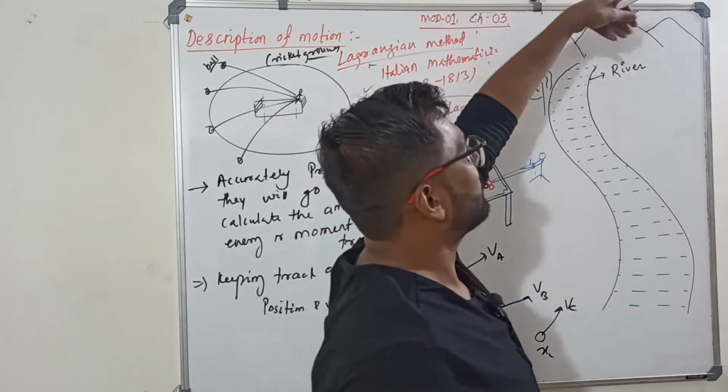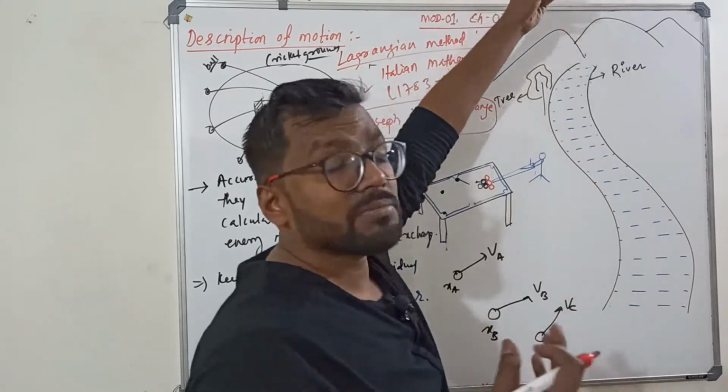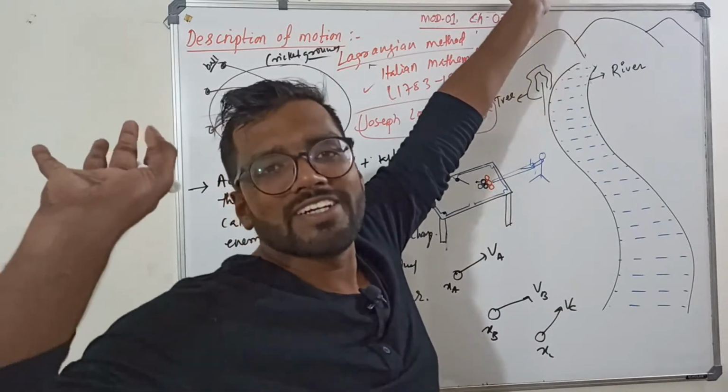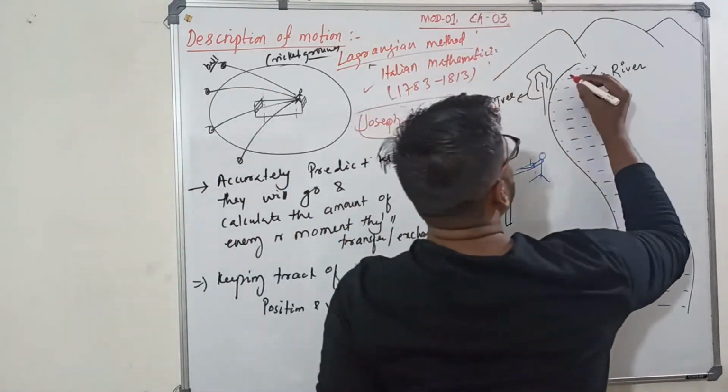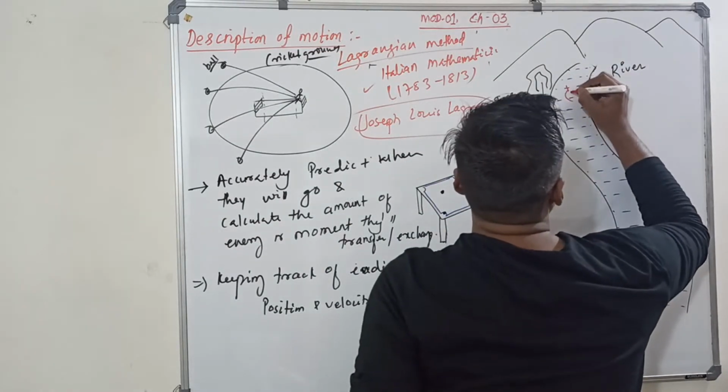Okay, and a mountain I have just drawn. The first task is a nice diagram. Okay, now we have a tree. From this tree one leaf fell.